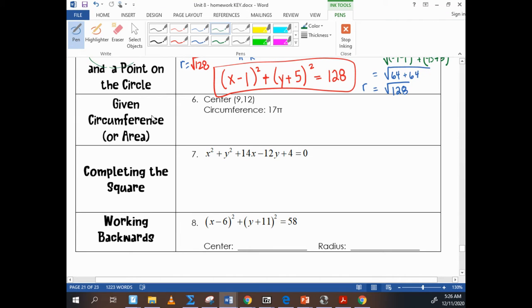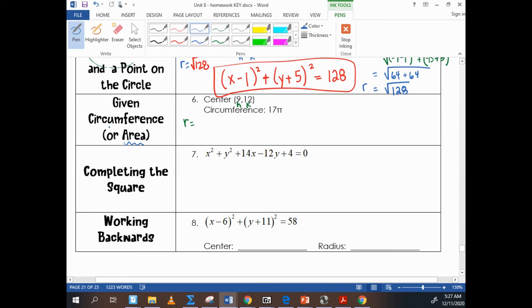All right, for example 6, this time they gave us a center again. Here's my h and my k, and they gave us the circumference of the circle. Now remember, to write the equation of a circle, we need h and k, we need the center, and we need the radius. So the nice thing about this is that our circumference or our area, some of your questions in your homework will be area questions, both of these formulas, the circumference formula and the area formula, will help you discover your radius.